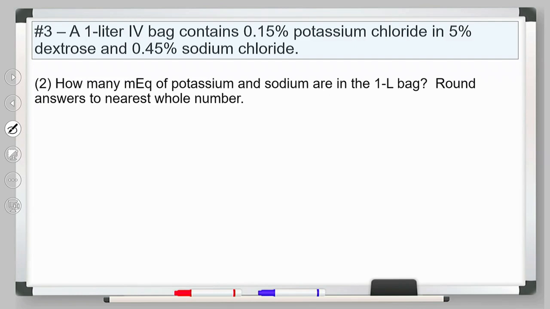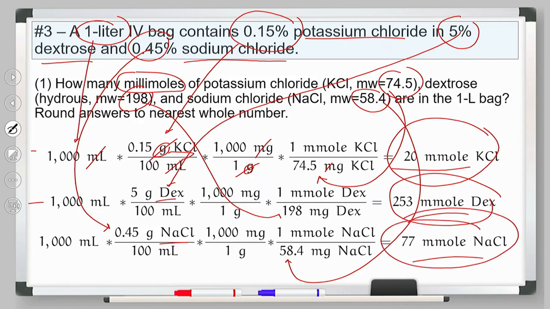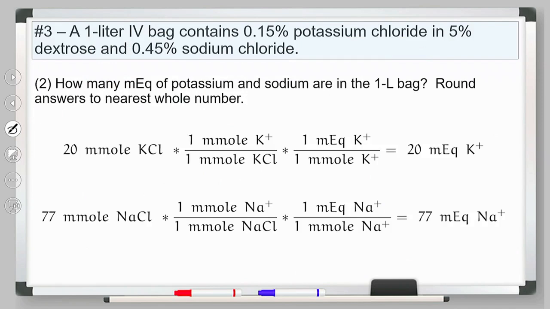Where would you start? Well, we could start at the very beginning again, but we already know how many millimoles. Remember, we've got 20 millimoles of potassium chloride and 77 millimoles of sodium chloride. So let's start with that. So we're not redoing that work. Understand these numbers come from the work we have just done. That's simplifying our steps here.